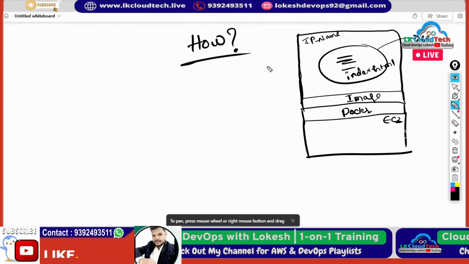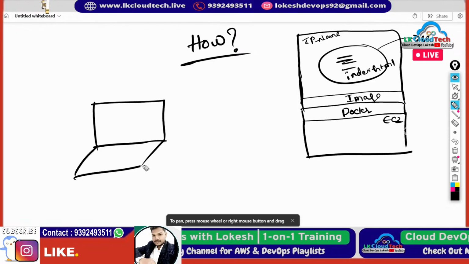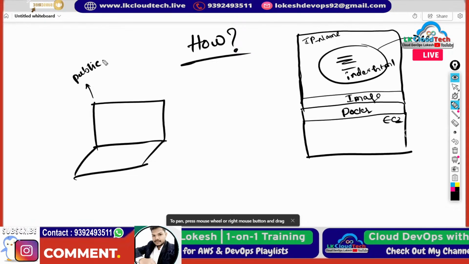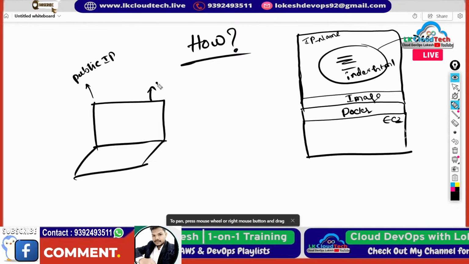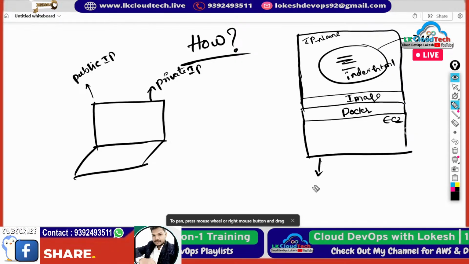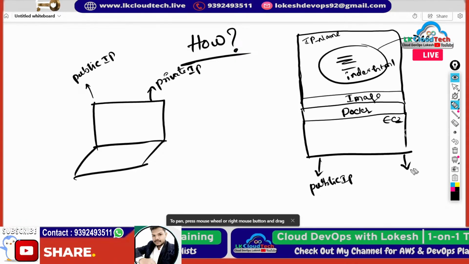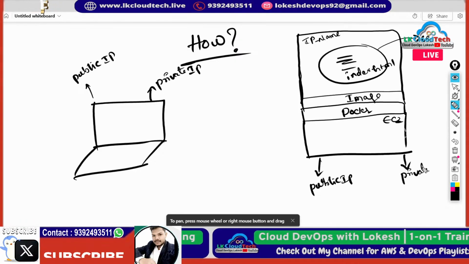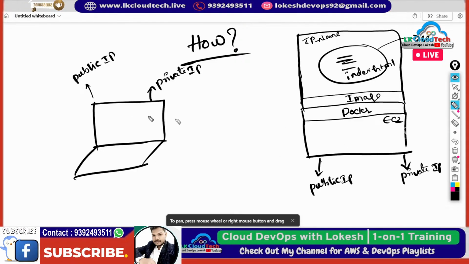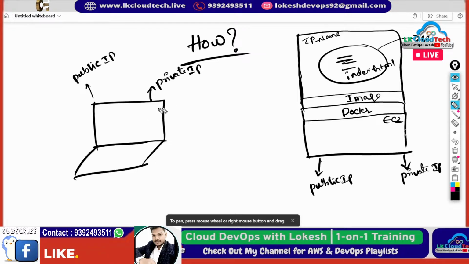Okay, this is our laptop. We have a public IP, and also a private IP. EC2 also has a public IP and a private IP. This laptop can communicate with the EC2 machine only. But if you want to communicate with the container directly, there is no possibility.